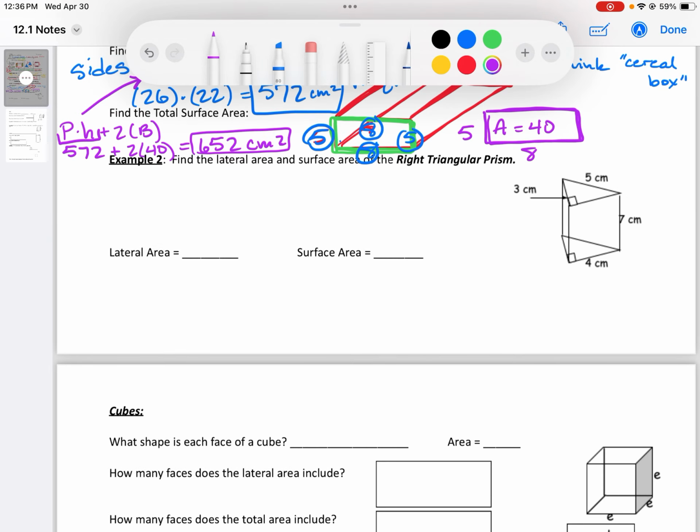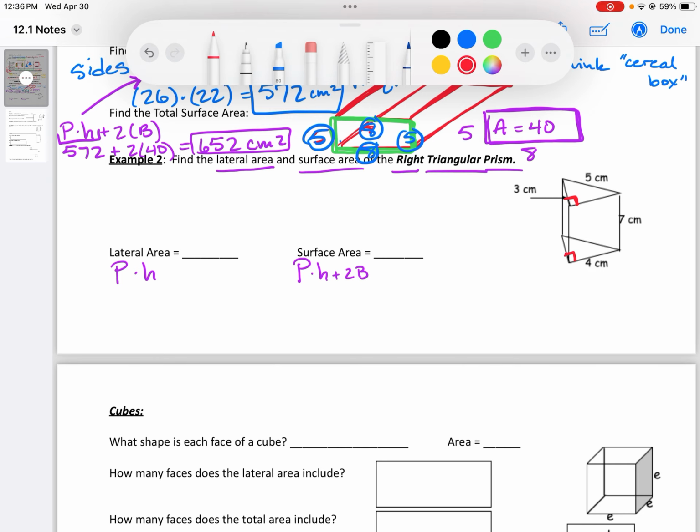Next, I'm going to jump to example number 2, which is to find the lateral area, P times H, and the surface area, P times H plus 2B, of the right triangular prism. That's a lot of information right there.